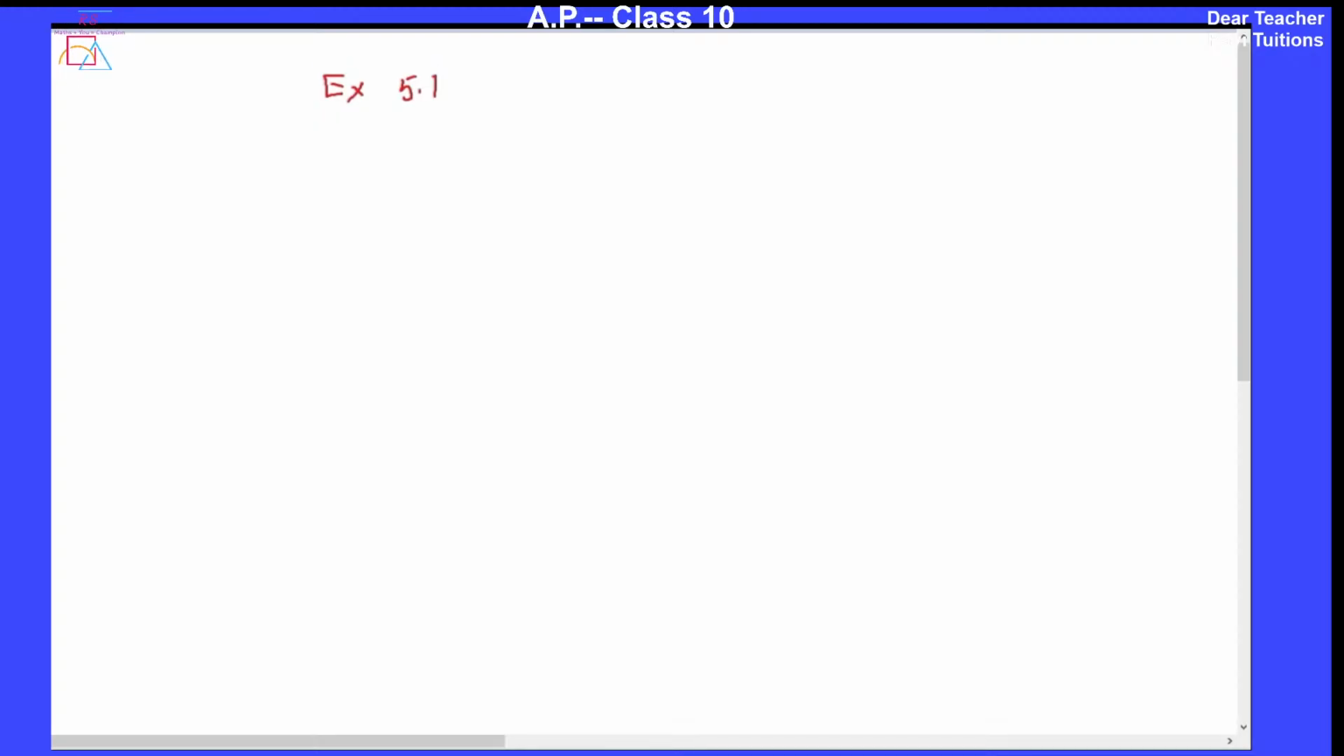So he has given situations, and he asked us whether an AP is involved or not, whether the numbers make an AP or not. Now let us go to the first question. First bit, a very important bit.